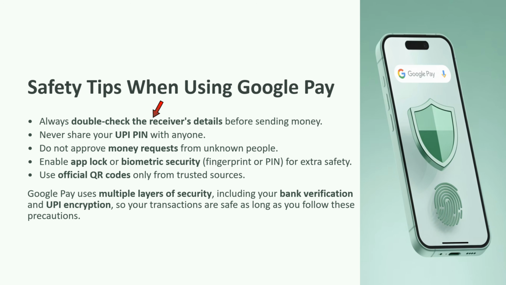Use official QR codes only from trusted sources. Google Pay uses multiple layers of security, including your bank verification and UPI encryption. So your transactions are safe as long as you follow these precautions.